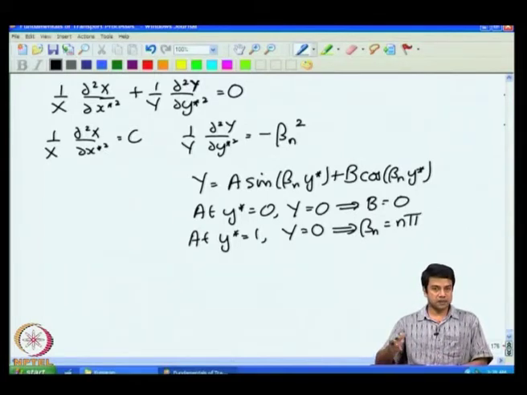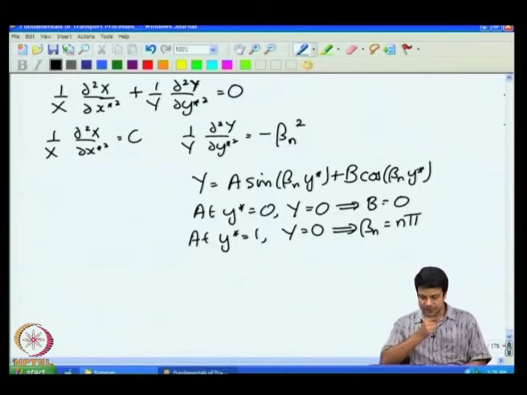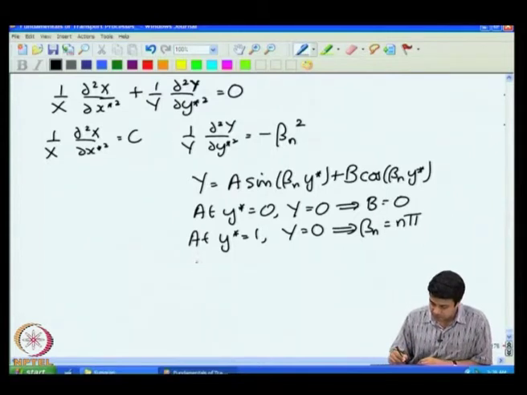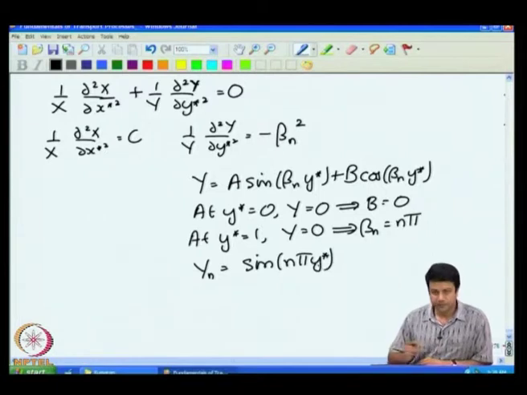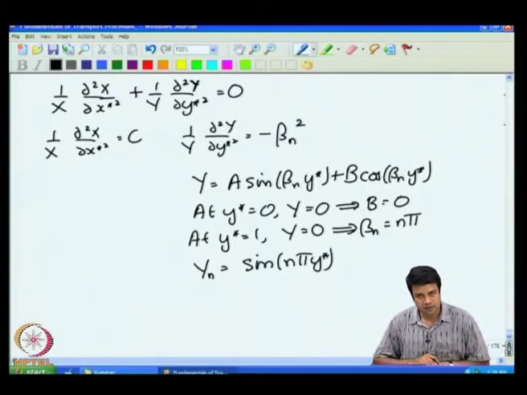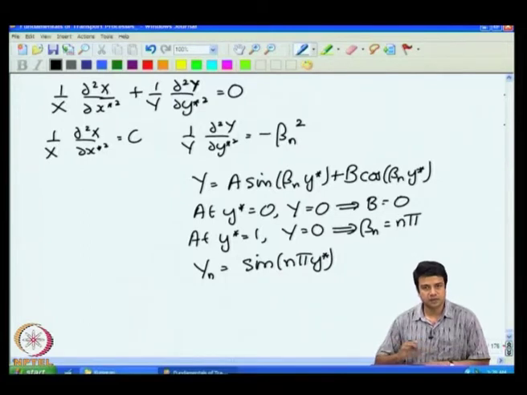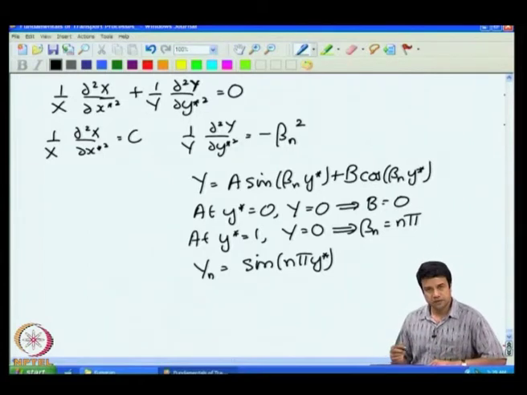because if a is 0 and b is equal to 0, the solution is Y equal to 0 everywhere. So, therefore, a cannot be 0, therefore, beta n has got to be equal to n times pi. So, therefore, the solutions for Y are of the form Y n is equal to sin n pi y star, exactly the same that we got for the separation of variables for the unsteady unidirectional transport problem. That is because this solution is a property of this particular operator. So, this is the solution for Y.